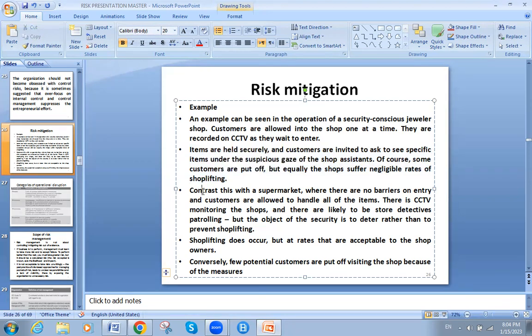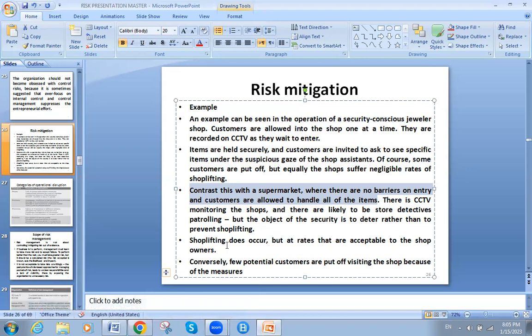Contrast this with a supermarket where there are no barriers to entry and customers are allowed to handle all of the items. So he's comparing the jewelry shop with a convenience shop or supermarket. In the supermarket, you can enter and you cannot be controlled. You can come inside. You can touch all the products which you want.